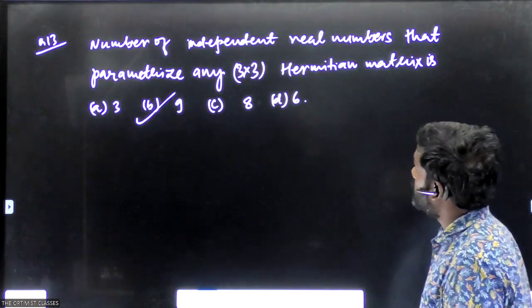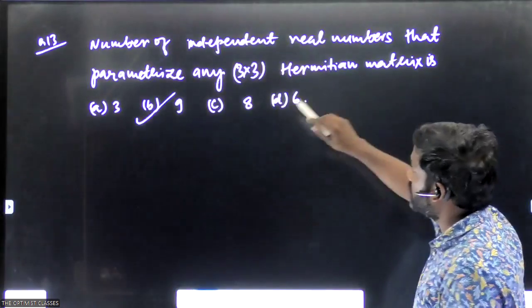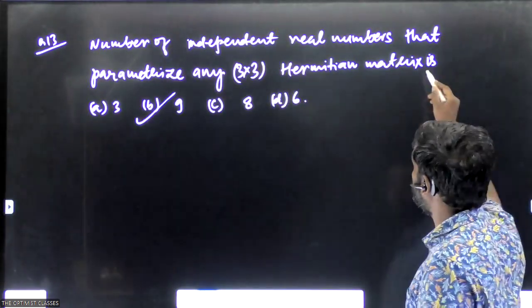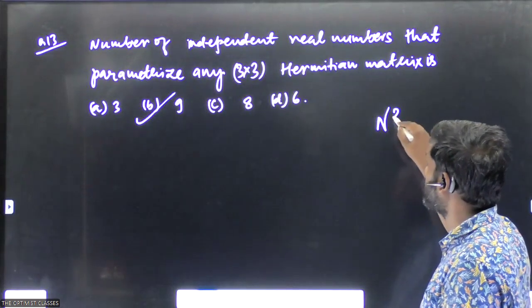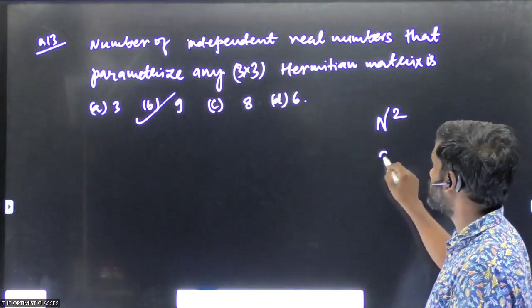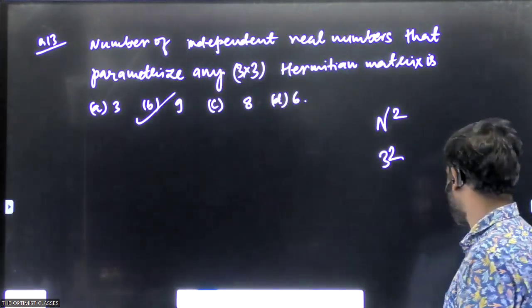So now the next question is the number of independent real parameters that parameterize any Hermitian 3 cross 3 matrix. For a Hermitian matrix, the number of independent parameters is n square. So it is 3 cross 3, so it will be 3 square. So that is the answer, 9. So 9 is the correct answer.